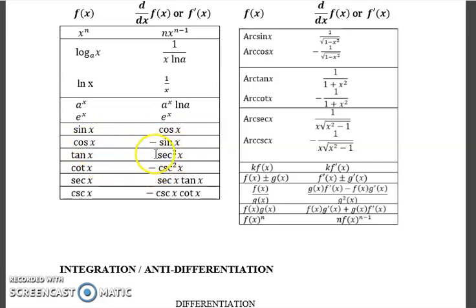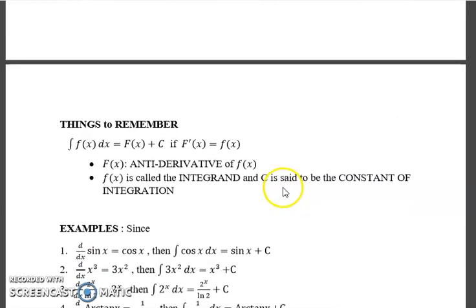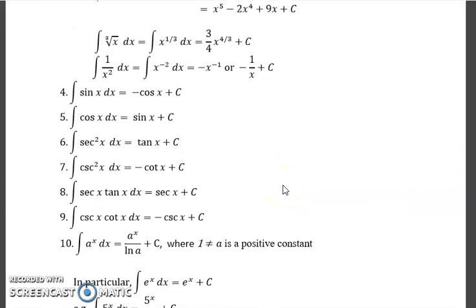The integral of secant squared would be tangent of x. The integral of cosecant squared, the negative sign will go to the left, so it would be negative cotangent of x. The integral of secant of x tangent of x would be secant of x. The negative sign will go to the left, so the integral of cosecant of x cotangent of x would be negative cosecant of x. So that would be formulas 4 to 9.